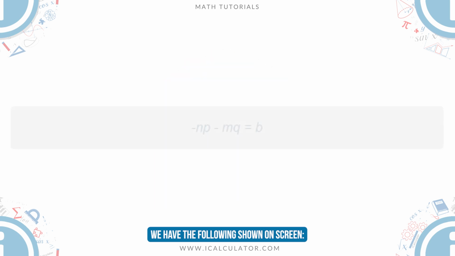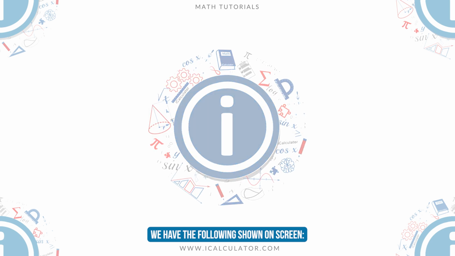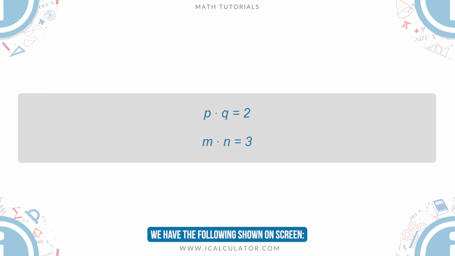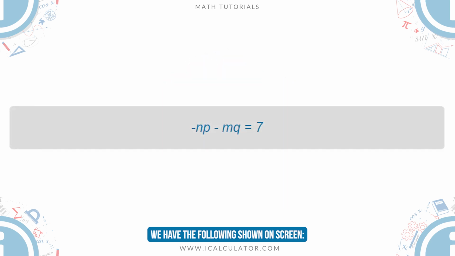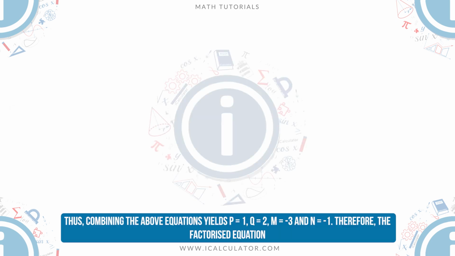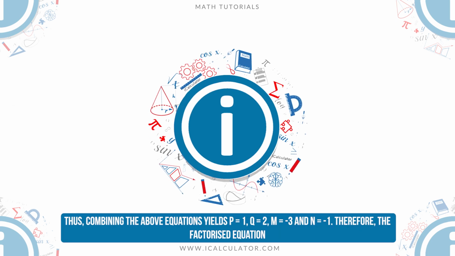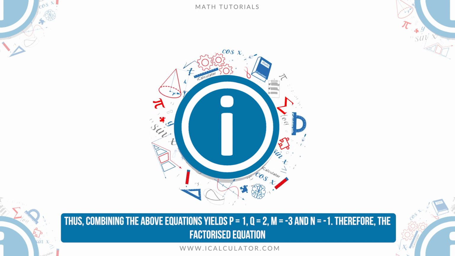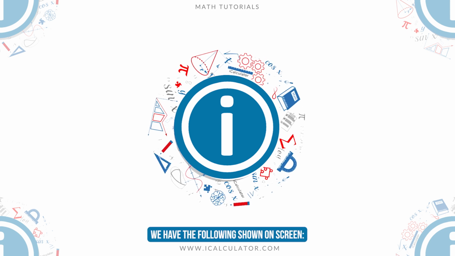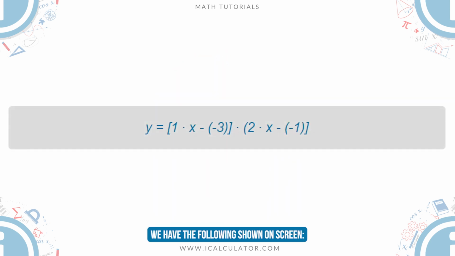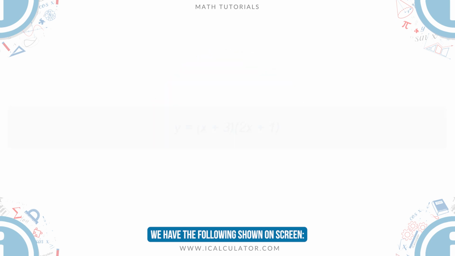Thus, combining the equations yields p equals 1, q equals 2, m equals -3 and n equals -1. Therefore, the factorized equation is as shown on screen.